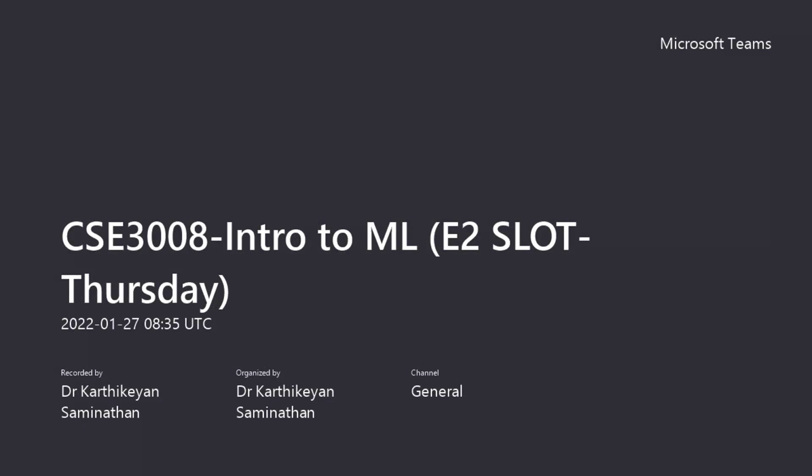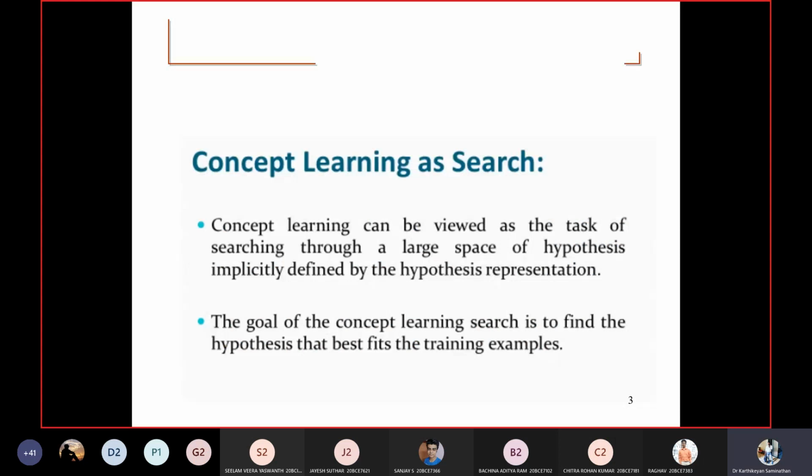Start with the Find-S algorithm. Before that, we were talking about various concepts called concept learning, target function, components of concept learning, and version space, etc. So in today's class, we will discuss the first algorithm, Find-S algorithm. Before that, we'll have some basic idea about concept learning.